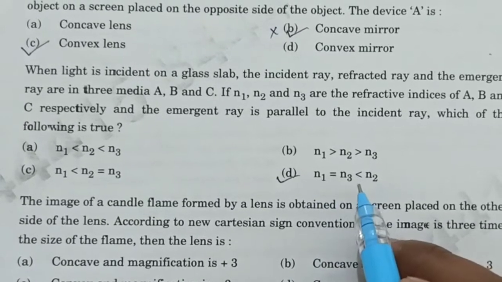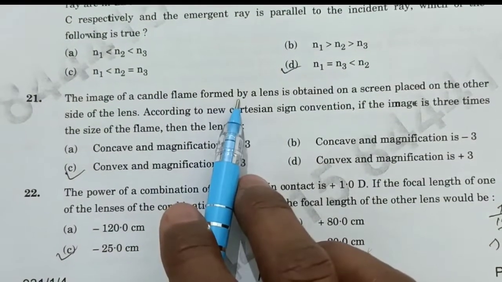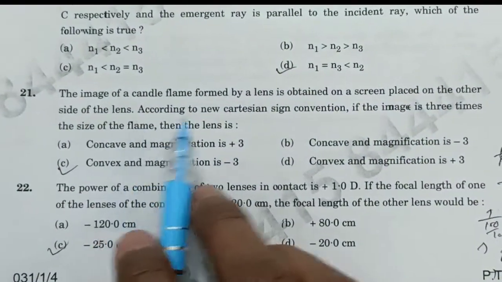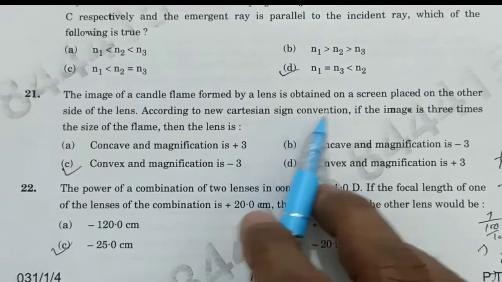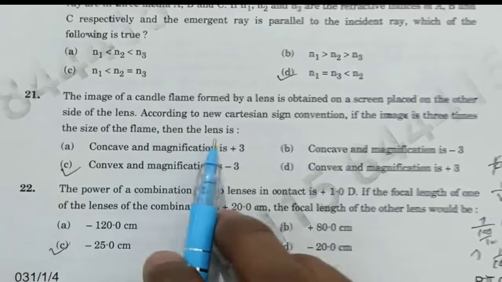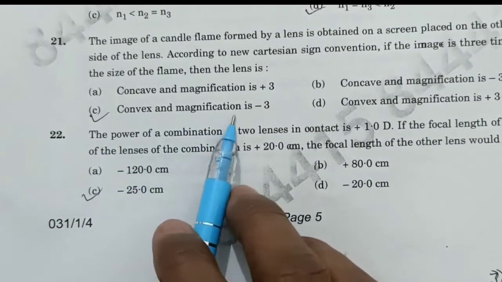N1 is equal to N3, which is less than N2. Okay. Question 21. The image of a candle flame formed by a lens is obtained on a screen placed on the other side of the lens. According to the new Cartesian sign convention, if the image is 3 times the size of the flame, then the lens is, its answer is C, convex and magnification is -3.